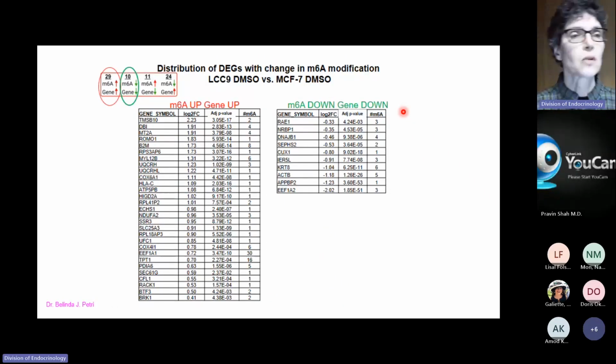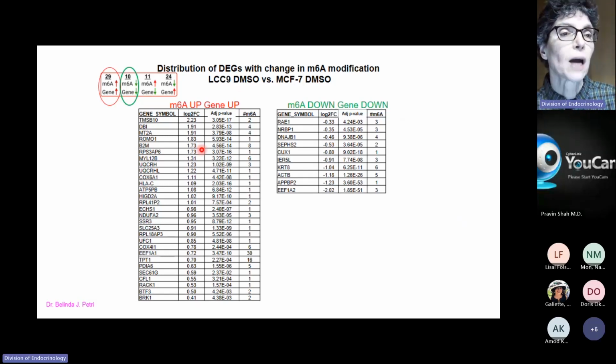And I know we're getting close to time, so Belinda has also put together the distribution of differentially expressed genes with changes in m6A modification, comparing the 2 cells where we have m6A up and the gene up. So here's a list of genes. You can look for your favorites. m6A down, gene down.